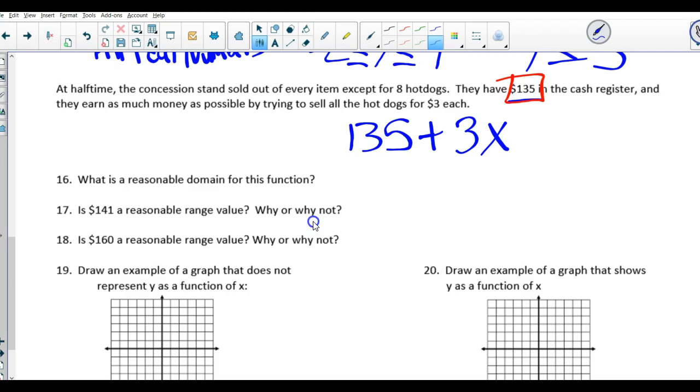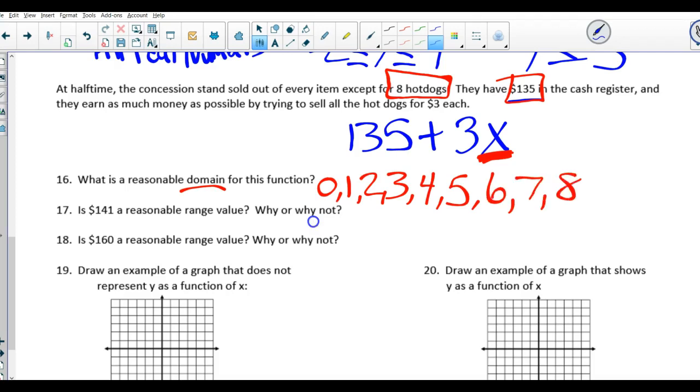What is a reasonable domain for this function? I know domain is a list of inputs or x values. What would I be inputting in place of this x? That's the number of hot dogs they're going to sell from here on out. Well, it said they only have 8 hot dogs remaining. So they cannot sell more than 8. They cannot sell less than 0, obviously. So we're looking at all of the whole numbers between 0 and 8. So I'm going to say 0, 1, 2, 3, 4, 5, 6, 7, 8.